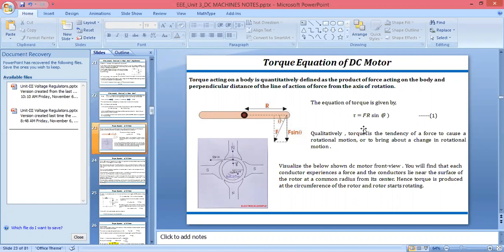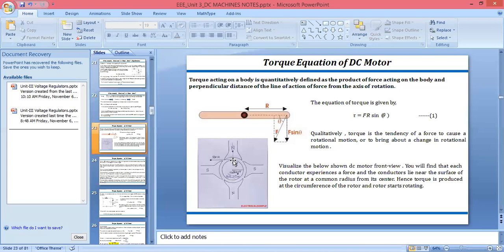visualize the below shown DC motor front view. If you see the front view of the DC motor, you will find that conductors experience a force. These are nothing but the conductors. ये the circle का जो outer side है, armature winding. Because we are using armature as a conductor.